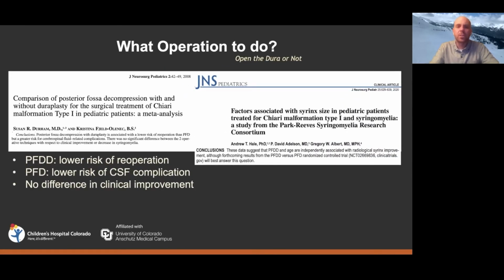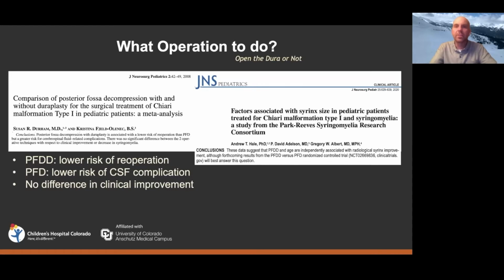The one on the left is an older meta-analysis, but I think that it did a really nice job of laying the groundwork for decision-making for a number of years. And what they found was that if you do a duroplasty, you're more likely to solve the patient's symptoms, to solve their problems, so you probably don't need to re-op very often. However, if you don't do the duroplasty, you're less likely to have complications. So that increased rate of solving the problem also comes with basically an equivalently increased rate of complications that can require you to go back in to do something to solve that problem.